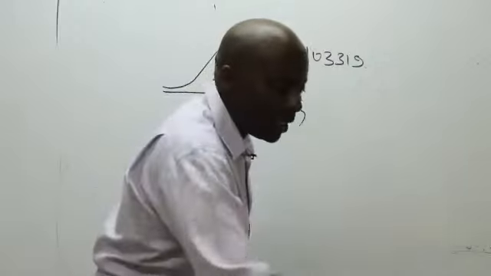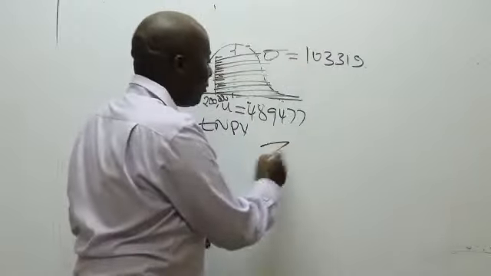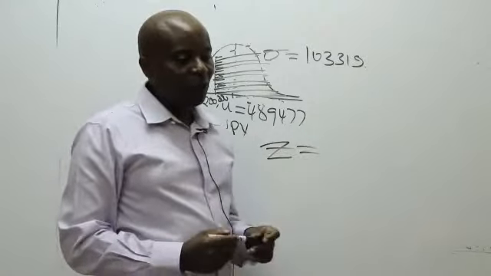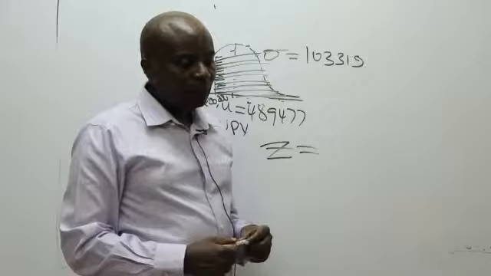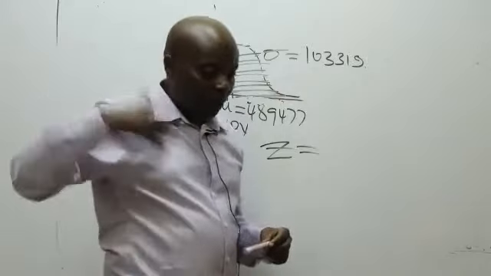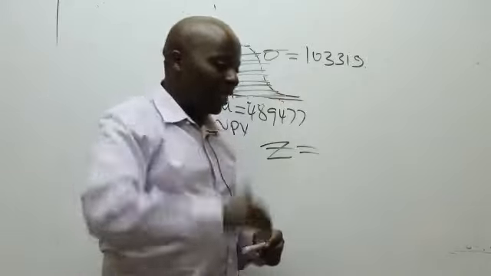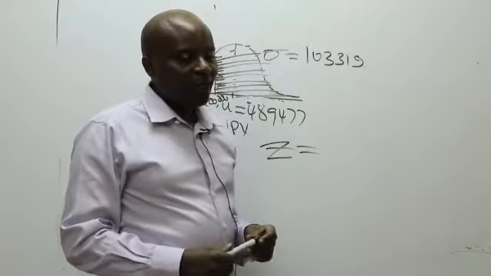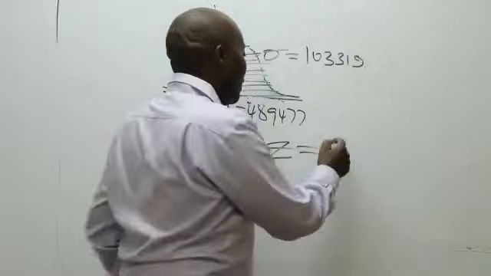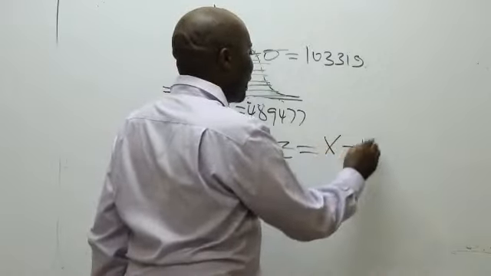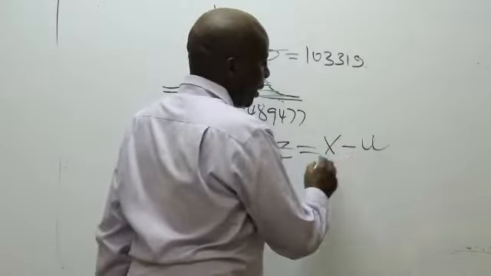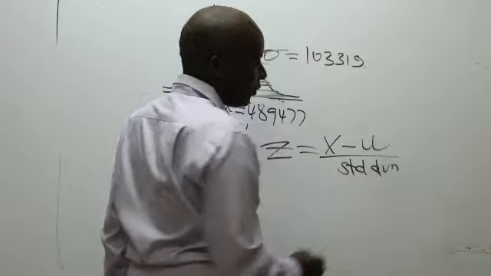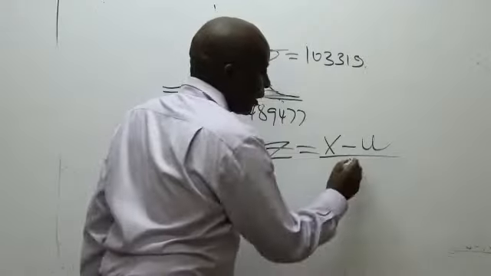It is about Z. And how do we get Z? Is there anybody who can remind us the formula of getting Z? From your CPA section 4, from your advanced MA. It is X minus mu, or X bar, divided by standard deviation.